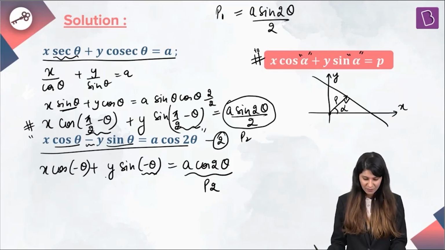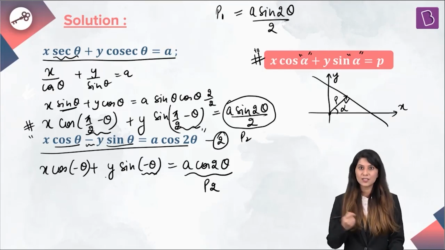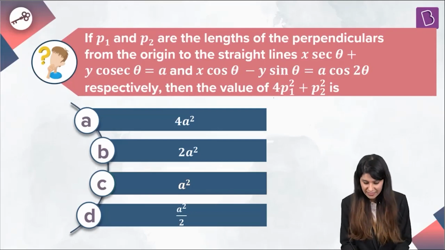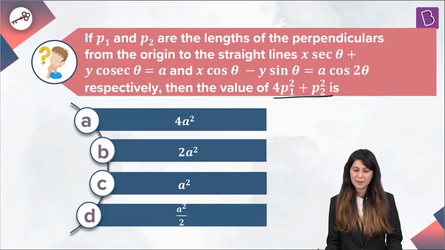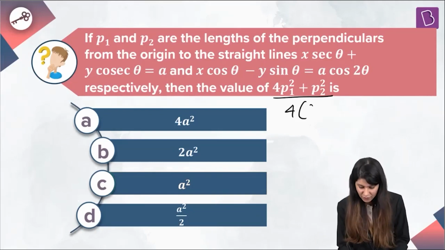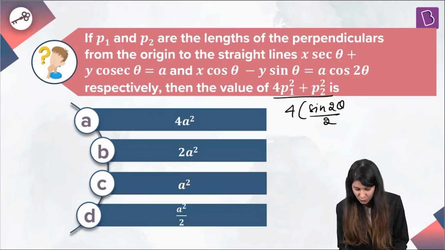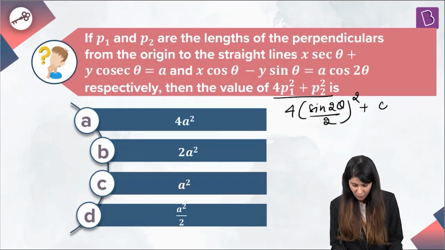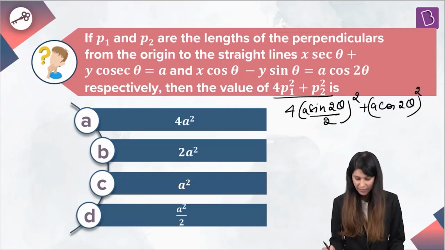So now we have P1 and P2. P1 is A sin 2θ by 2. P2 is A cos 2θ. Now we are interested in this value, 4P1² plus P2². So 4P1², which is (sin 2θ by 2) whole squared, plus P2² will be cos 2θ. And we have A over here. Let's not forget A.